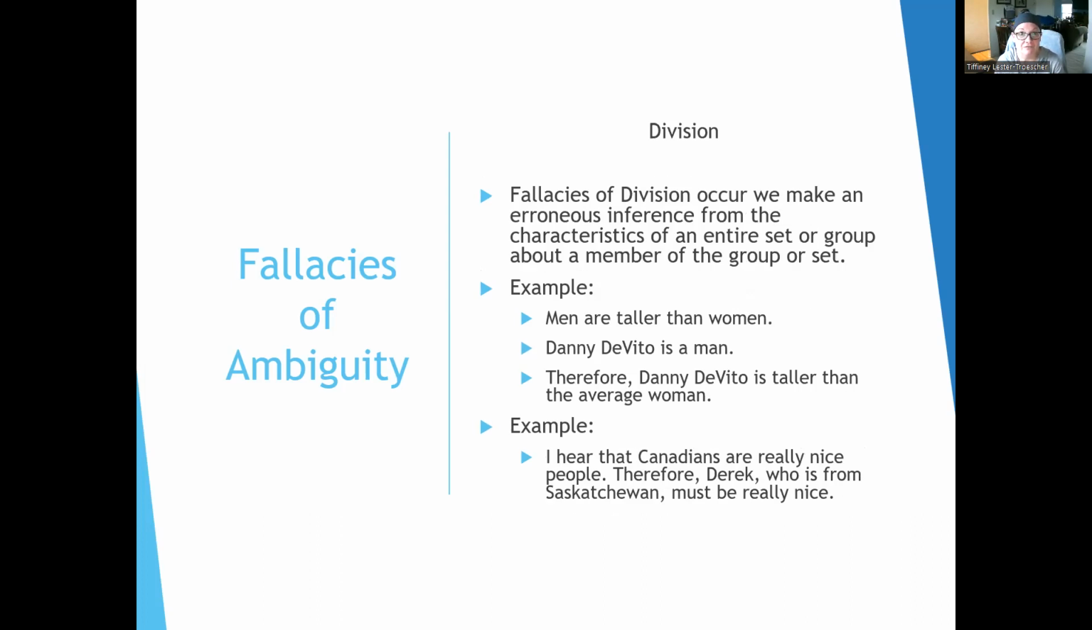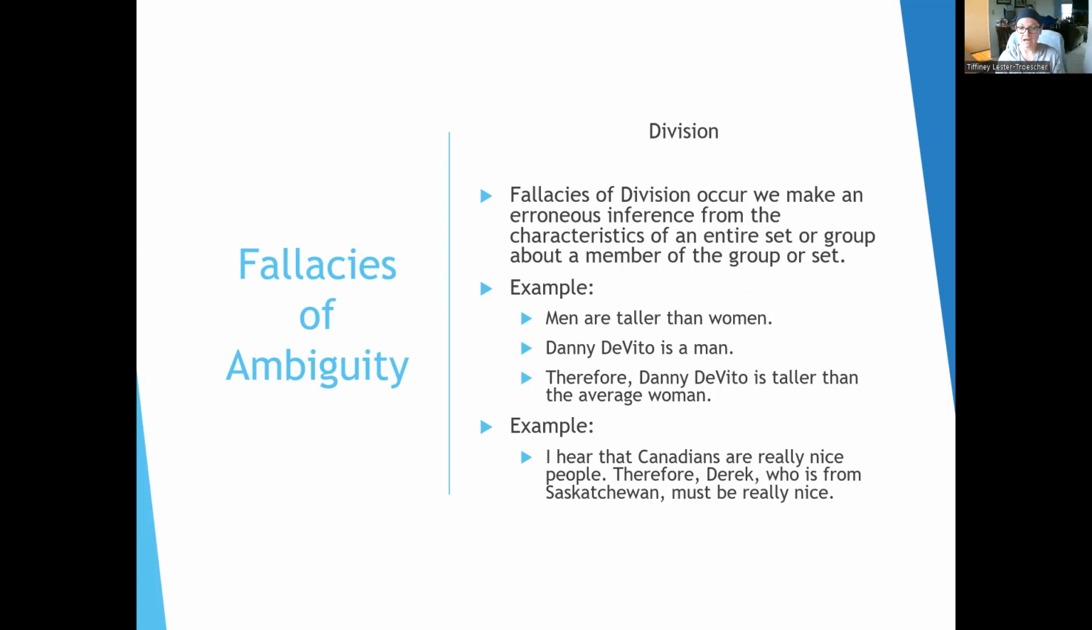We have fallacies of division. This occurs when we make an erroneous or incorrect inference from the characteristics of an entire set or group, and we apply those characteristics to a specific member of the group, right? So an example: men are taller than women. Whole group, men. Danny DeVito is a man, one specific member of that group. Therefore, Danny DeVito is taller than the average woman. We know Danny DeVito is on the shorter side. He is not taller than the average woman. We are applying the characteristics of the group to a single member of the group, and it doesn't work.